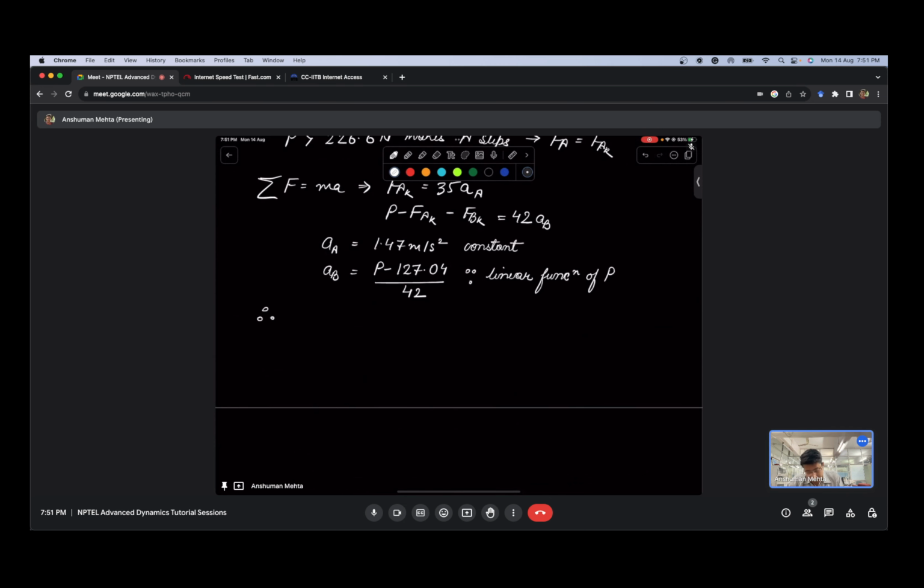So therefore 226.6 to 260, we have A is equal to 1.47 meter per second square, which is constant, and then 2.37 to 3.166 meter per second square jumping.